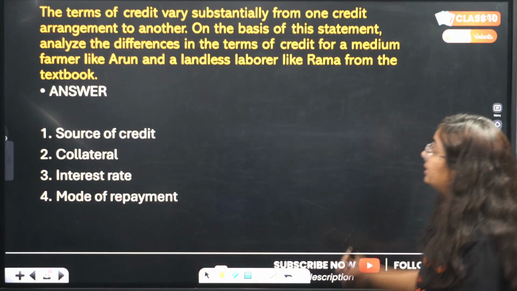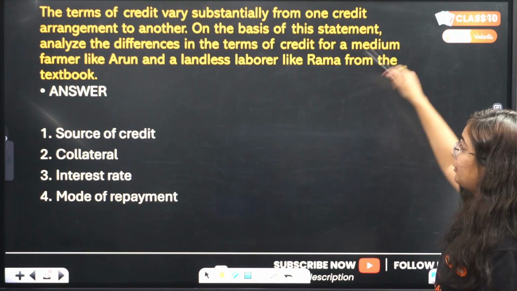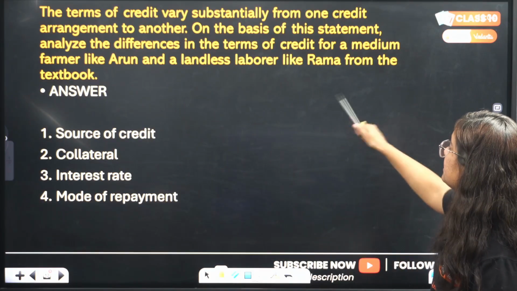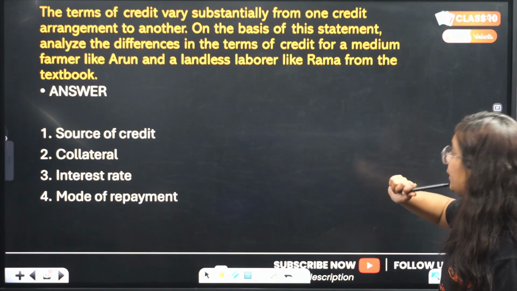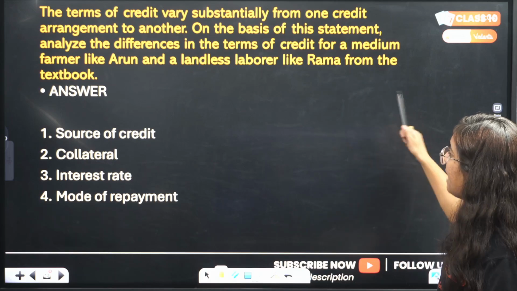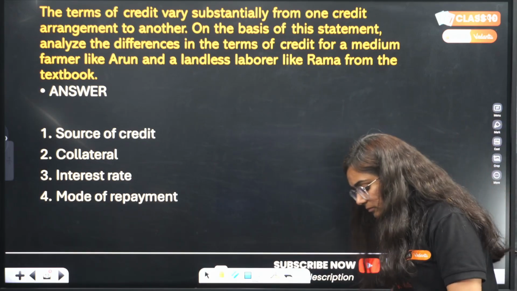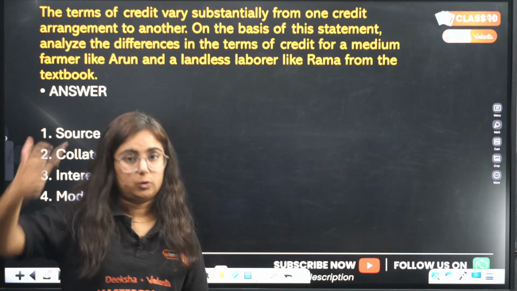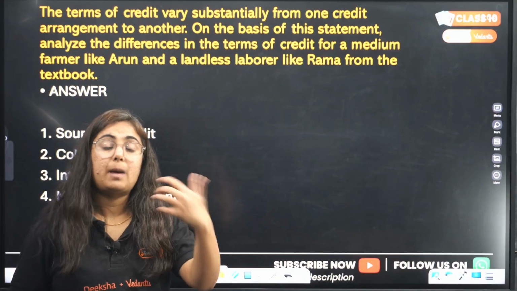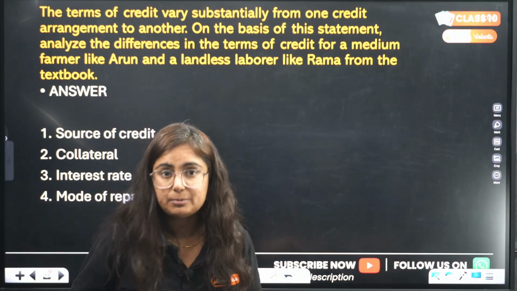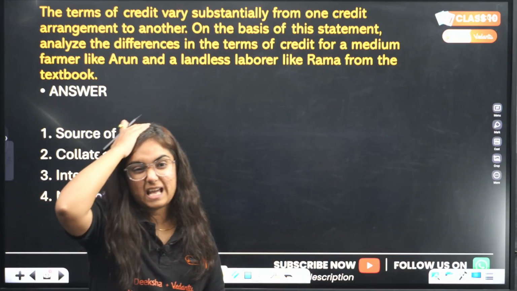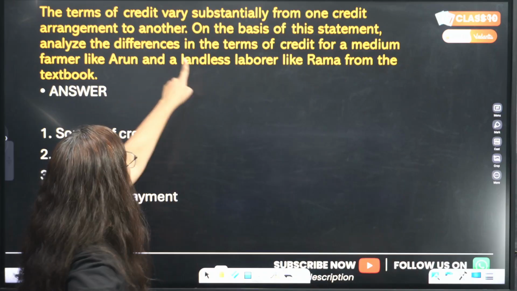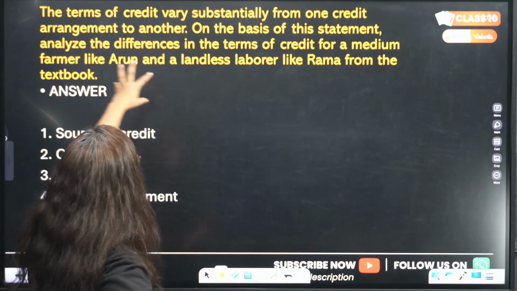Next question. The terms of credit vary substantially from one credit arrangement to another. On the basis of this statement, analyze the difference in the terms of credit for a medium farmer like Arun and a landless laborer like Rama from the textbook. We need to evaluate what? For such types of questions, we have to read the question twice, like long questions. Sometimes there are chances that we can misinterpret the question. So the terms of credit vary substantially from one credit arrangement to another.